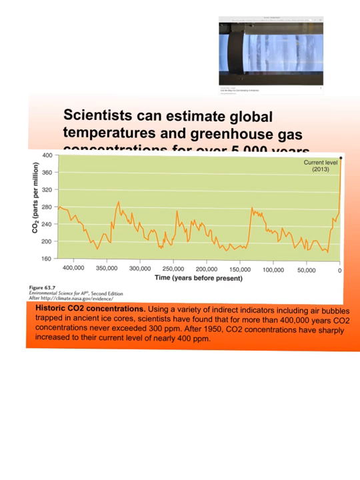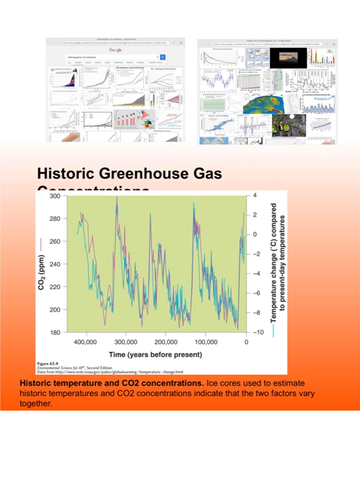So now we're going to talk about what could be the sources of this. Historic sources of greenhouse gas. Ice cores used to estimate the historic temperatures and CO2 concentration indicate that the two factors vary together, right? So one of the arguments against global warming caused by anthropogenic emissions of CO2 is that, well, it could just be that things are getting hot and that the CO2 is a consequence of global warming.